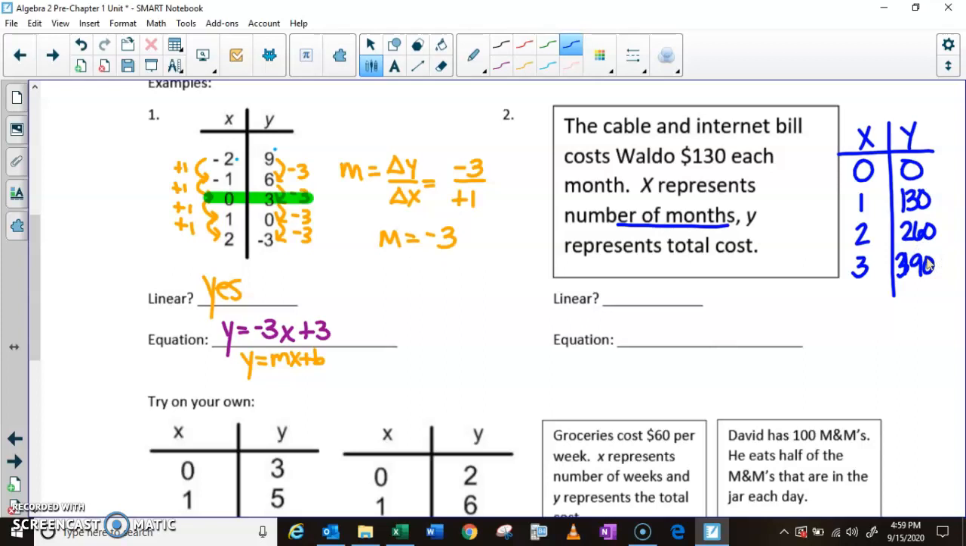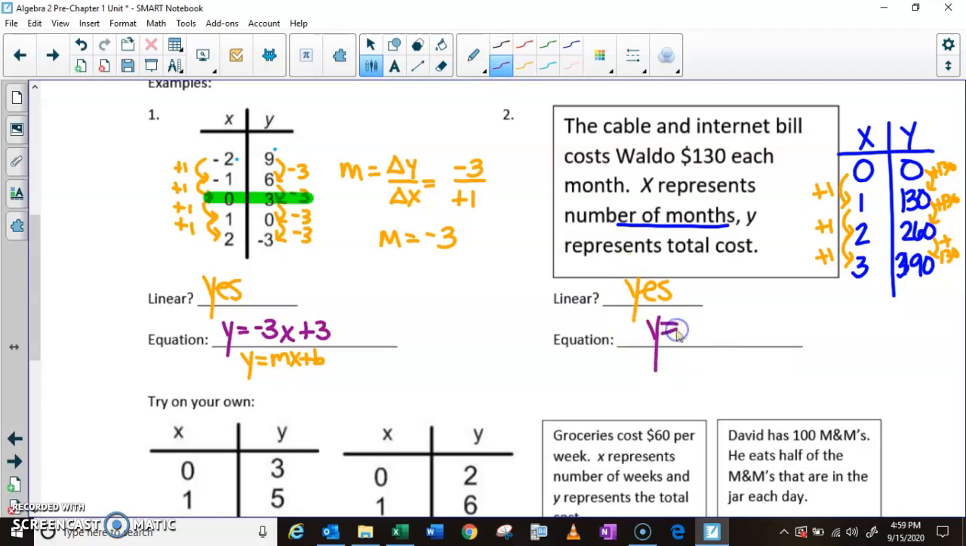So is this linear? Again, we're going to look for our pattern. On my X side, I've increased by 1, increased by 1, increased by 1. So definitely a pattern there. On my Y side, I've increased by 130, added 130, and added 130. So again, my pattern is adding each one. So is this one linear? Absolutely.